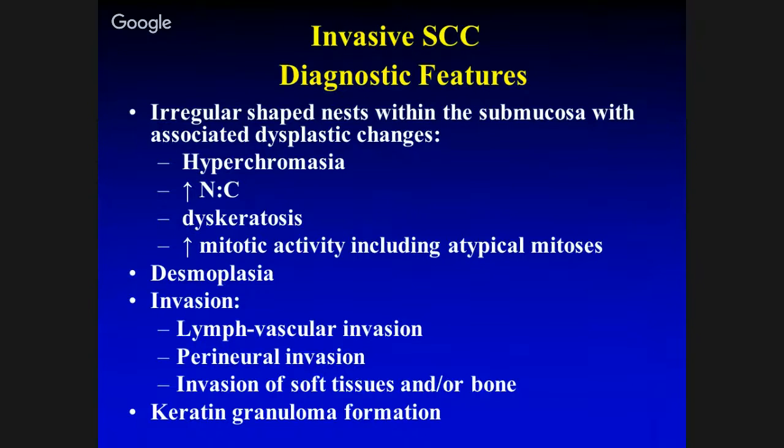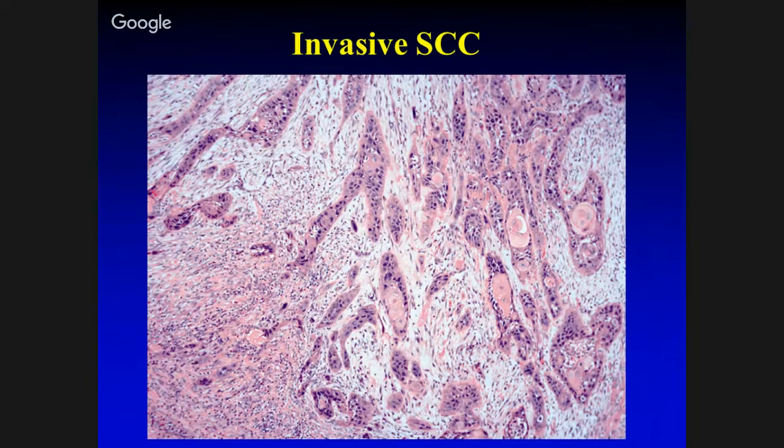In invasive cancer, we look for irregular shaped nests with dysplastic epithelium. There should be, but not always, desmoplasia. Certainly, if there's invasive components in blood vessels or lymphatics, perineural, or in soft tissue, but also keratin granuloma. So this is cancer. By now, you probably all recognize it. If you look at the background, there's a desmoplastic stroma. The body's reacting to this as a foreign invader, which engenders an inflammatory and fibroblastic response, which is why when you look and feel cancer, it's firm.